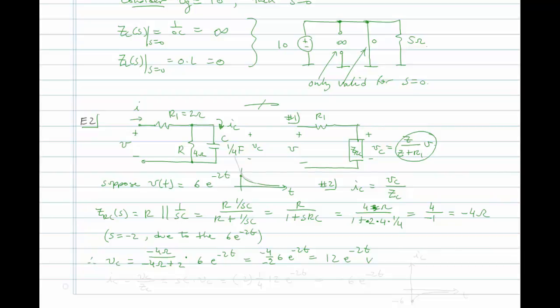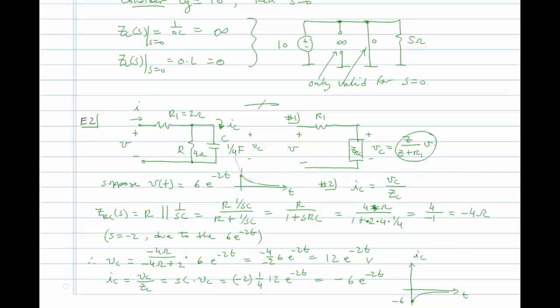Now finally, to get IC, we say VC divided by the impedance of the capacitor. Well, what's the impedance of the capacitor? It is 1 over SC. So I'll just write SC times VC. The S is, remember, minus 2, and C is 1/4. And VC is 12 e to the minus 2t. So we have minus 6 e to the minus 2t. So the current that flows through this capacitor starts at, oops, I drew it wrong here, starts at minus 6 and goes to 0, minus 6 amps.